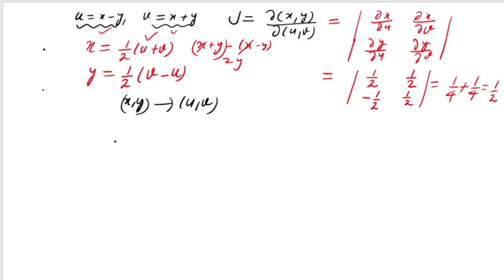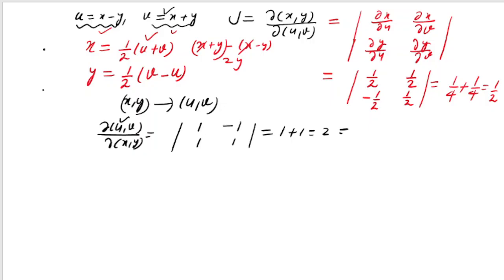So what I could have done is calculate del uv by del xy. Because if I do that, I don't have to do this computation. In this case I have to take u and differentiate it with respect to x and y. If I differentiate u with respect to x, I will get 1, with respect to y I will get minus 1, and then I will take v and differentiate it with respect to x and y, so that I will get 1 and 1. So if I solve it, I will get 1 plus 1, that is equal to 2. So this is actually the J dash value.